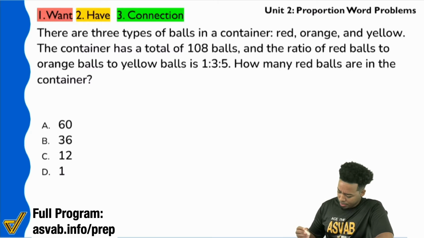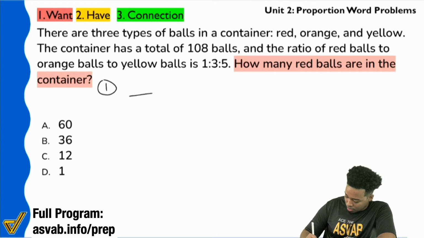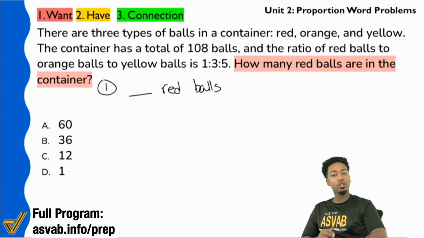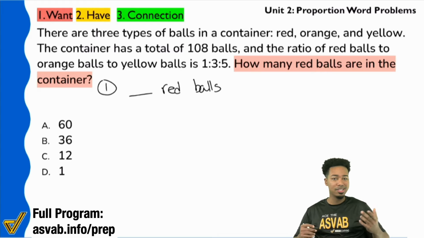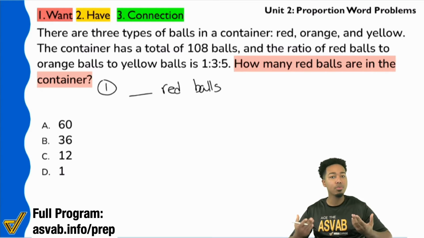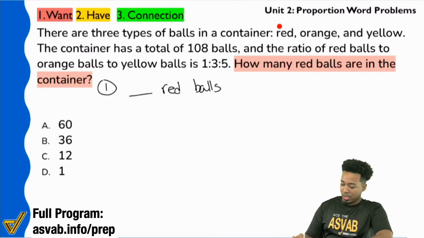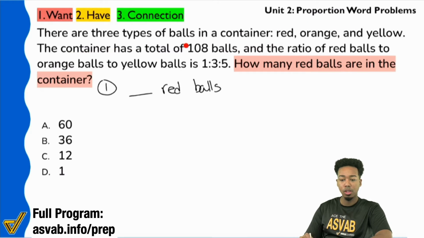So here, it says how many red balls are in the container. So immediately, we want to know the number of red balls. So just write that down. We want to know blank red balls. Sounds good. Now, there's no if in that question sentence, so there's not really other information that we are guaranteed to apply yet. But let's read through the problem. Let's see what we got. So we see here that says there are 3 types of balls in a container: red, orange, and yellow. Okay. Then it says the container has a total of 108 balls, and the ratio of red to orange to yellow balls is 1 to 3 to 5.